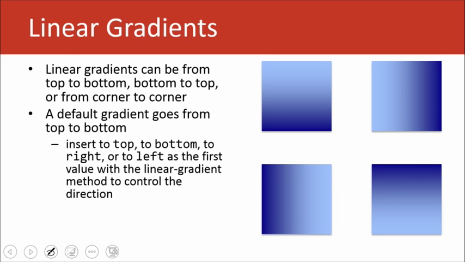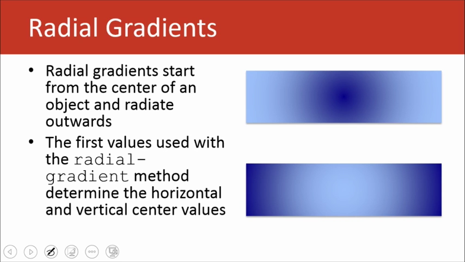So to give you guys an idea of how linear gradients function, they can be from the top to the bottom, from bottom to top, or from corner to corner, or even side to side. A default gradient is going to go from top to bottom, okay? How we implement this is kind of tricky. It's very different from the way that we implement a lot of our other properties within CSS3, and so the best way to explain this is to actually just show you an example, okay? So give me a quick second here and I'll switch over and we'll show you an example.